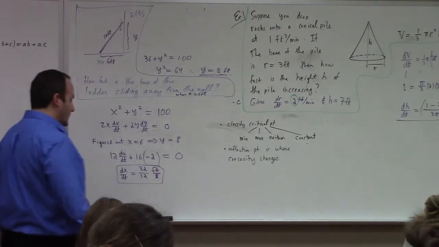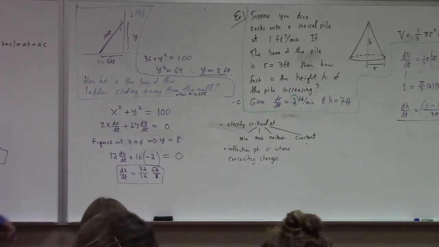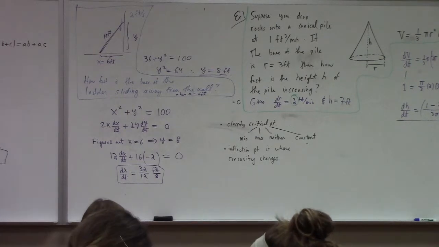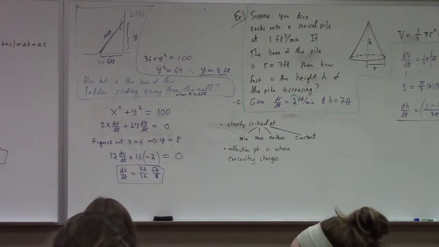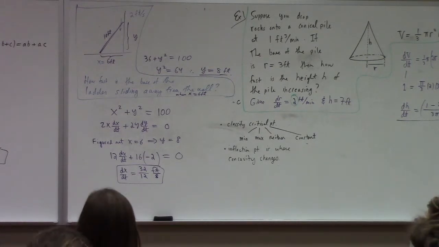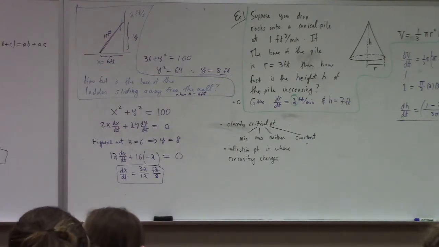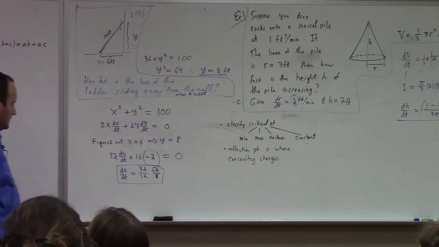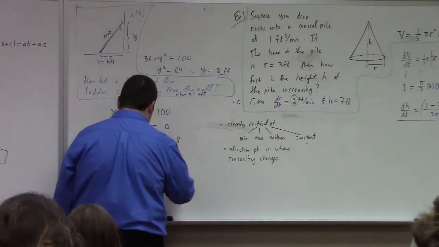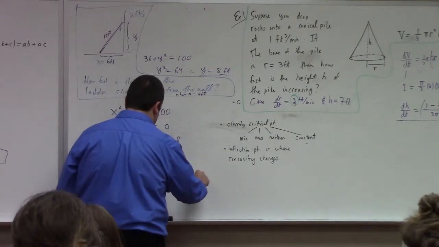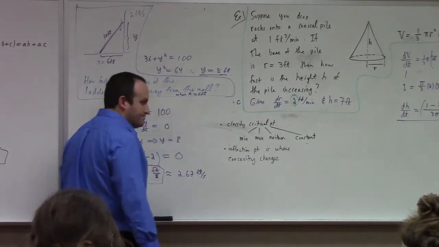So 16 over 6, 8 over... 8/3, right? So it's about 2.67 feet per second, give or take.